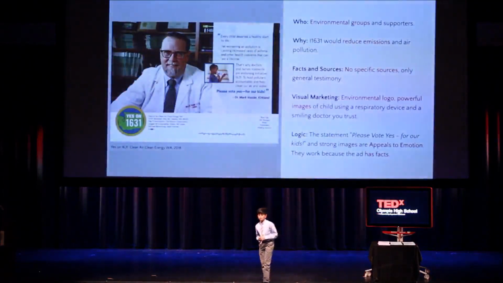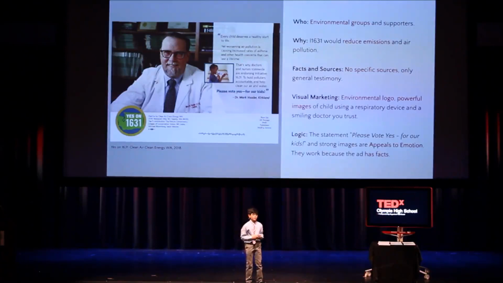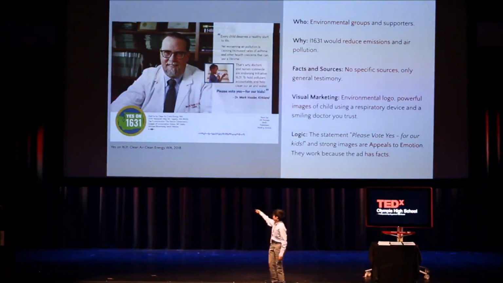First, we have a mailer from the Yes on 1631 campaign. Who? Next to the logo, you see who's paying for the ad. Environmental groups. Why? Under 1631, polluters would pay a fine when they don't reduce emissions, which is a charter for these groups. Their facts and sources?